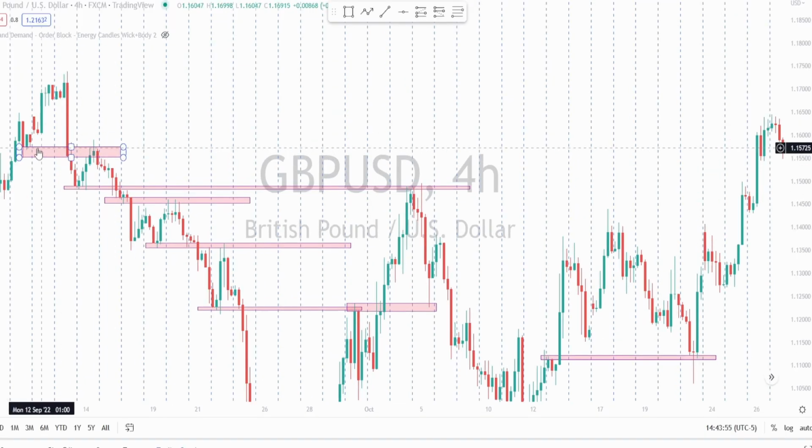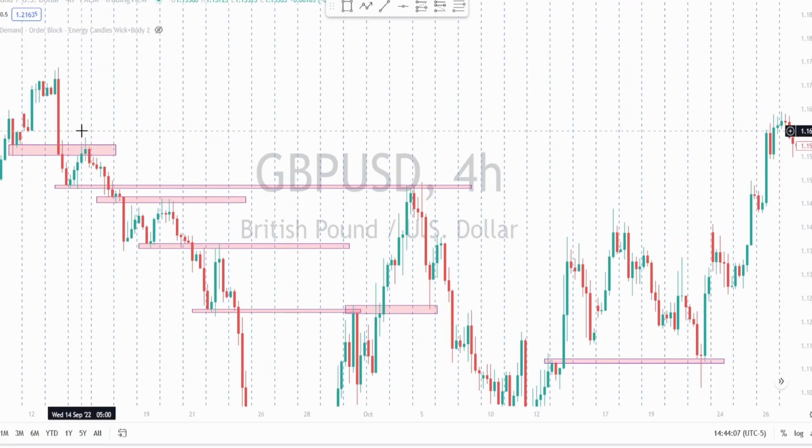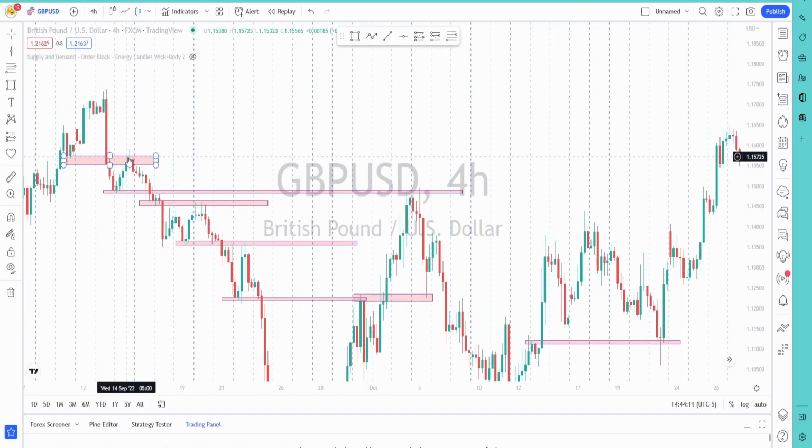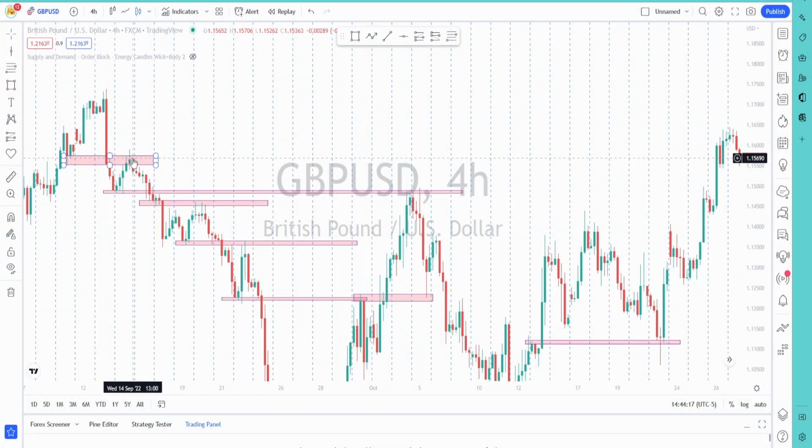Candle comes up, tests this area of structure here, and respects it, doesn't close past it. That is a clue that price may change direction. We can also see the wick coming up, touching into this voided area at the same time. So when we see this, this could be a clue that price may be going down. Doesn't mean that it will, but there's an indication that it could happen.